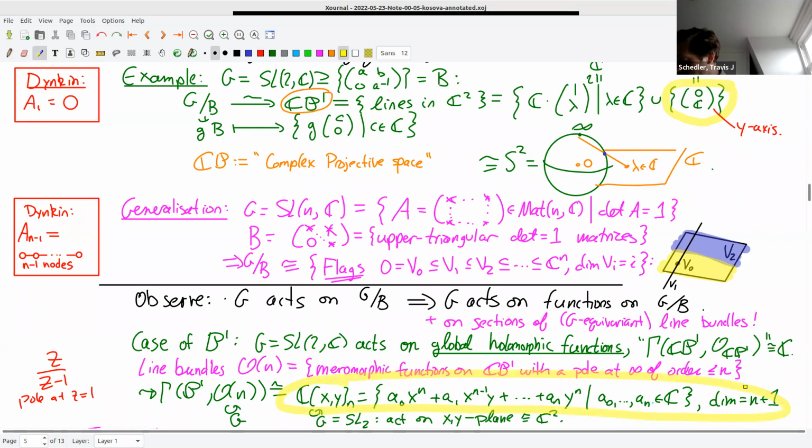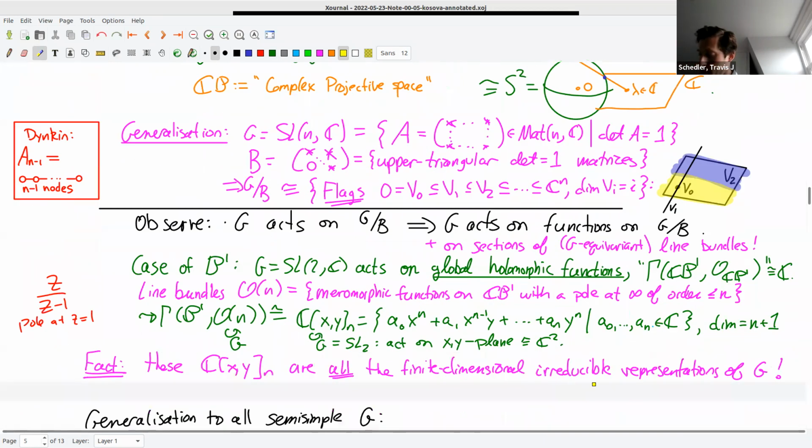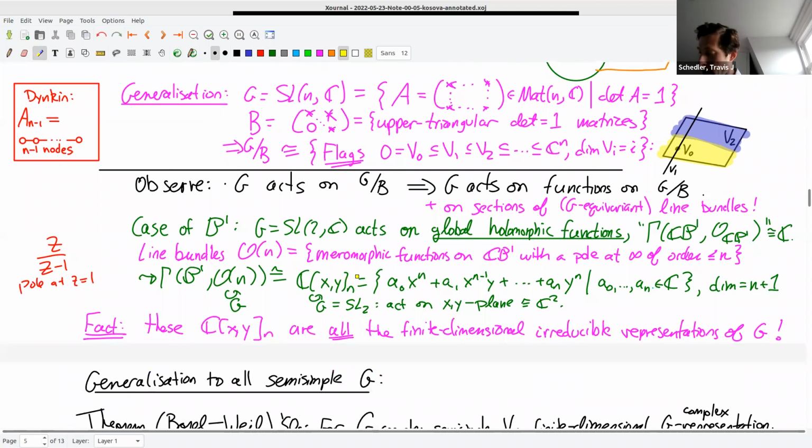So this one here is degree 0, and here degree n polynomials. You can think about it as global holomorphic functions on the complex plane, but they have a pole at infinity, and the order is going to be that degree, n here. So now we get something more interesting. We get an n plus 1 dimensional vector space instead of a one dimensional vector space. And the action is quite clear.